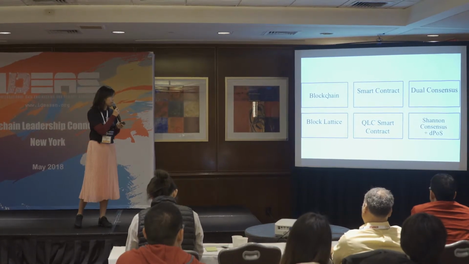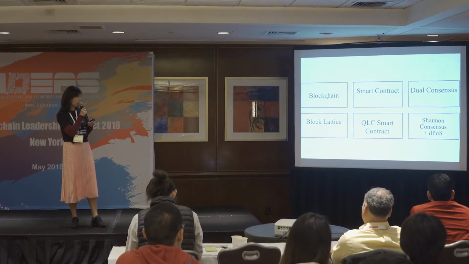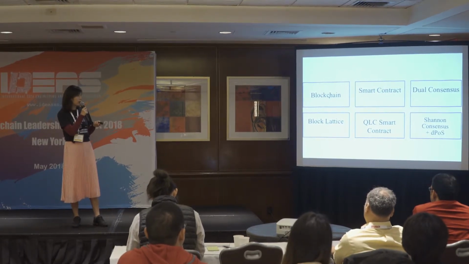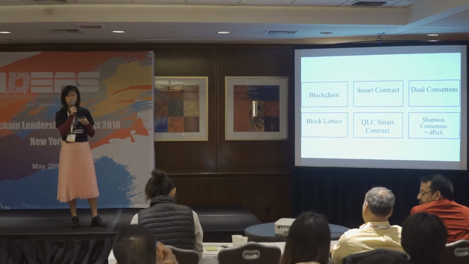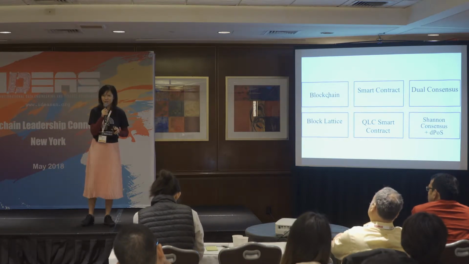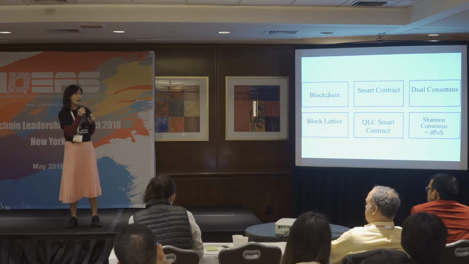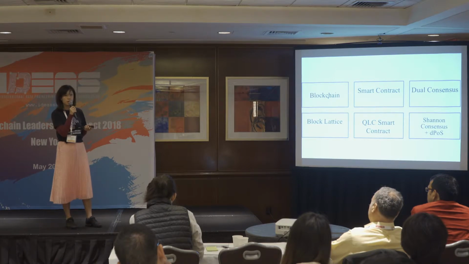The second one is the smart contracts, designed purely for network transactions, what we call the QLC smart contracts. And at the same time, on the consensus part, we propose the Shannon consensus, which is delegated for the blockchain. Because Shannon consensus is quite technical, I won't go into too much detail, but if you are interested, then come to me after the presentation.